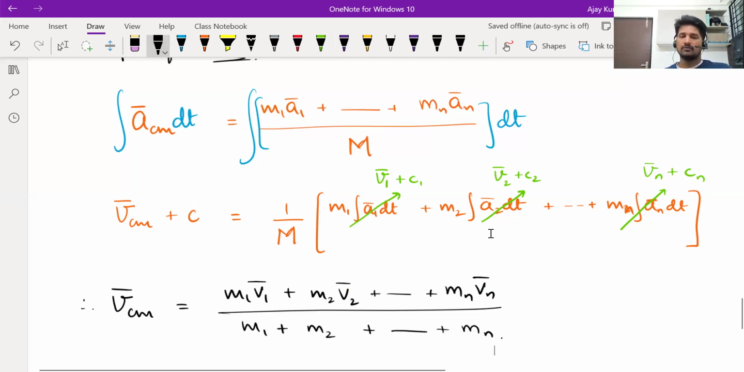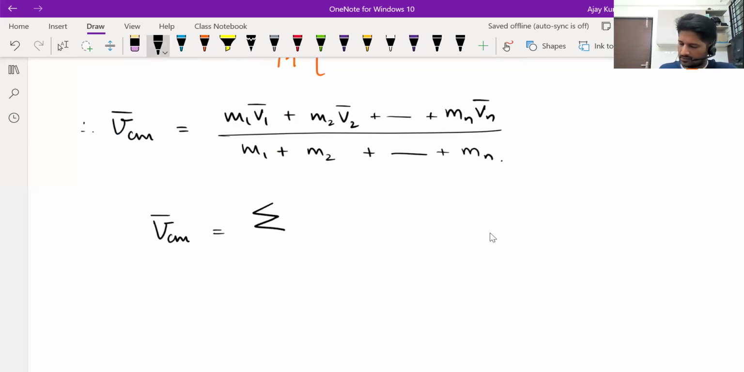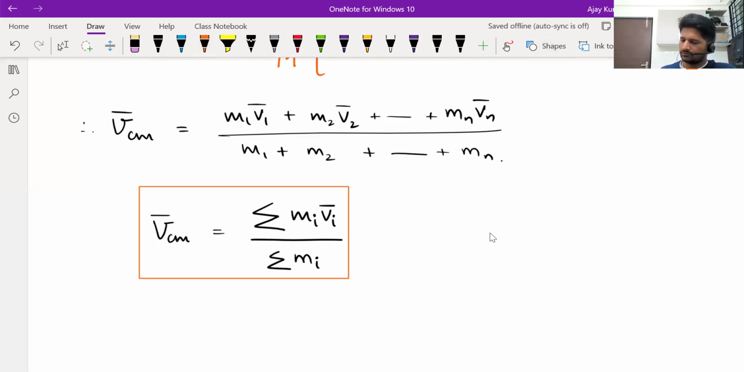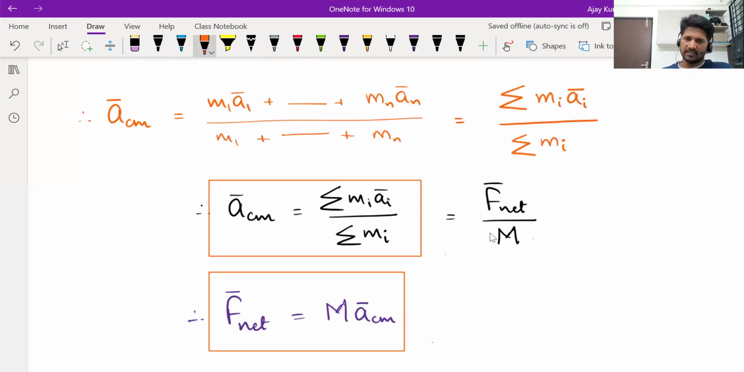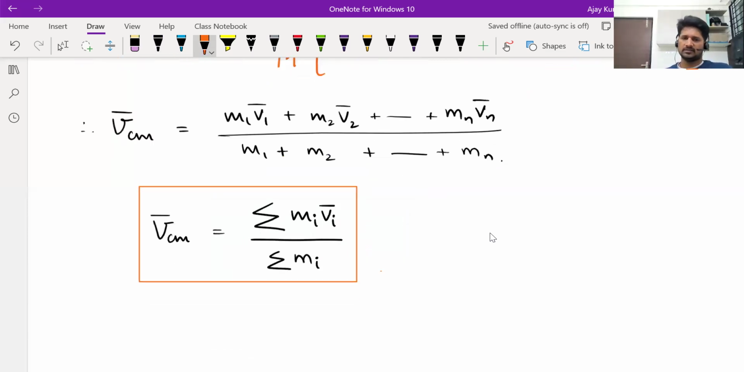This is the basic formula for velocity of center of mass. You can write it this way: Vcm is equal to the summation of mi vi, where i varies from 1 to n, divided by the summation of the mass of the ith particle, again i varies from 1 to n. This is the basic formula for velocity of center of mass, and it's very similar to the formula for acceleration of center of mass. Acceleration was sigma mi ai divided by total mass. Velocity of center of mass is sigma mi vi divided by total mass.